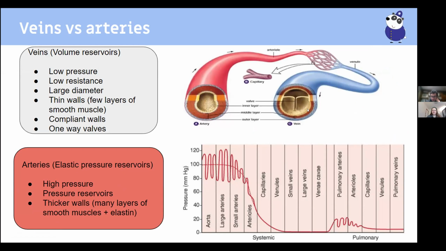Our veins, on the other hand, have much smaller smooth muscle walls and a more substantial adventitial layer. They're low pressure, they have quite low resistance, large diameters, thin walls, are quite compliant, and have one-way valves to prevent regurgitation, which can happen because gravity can pull blood down. So you have one-way valves to prevent it going backwards. And these are low pressure systems, as this table shows you.